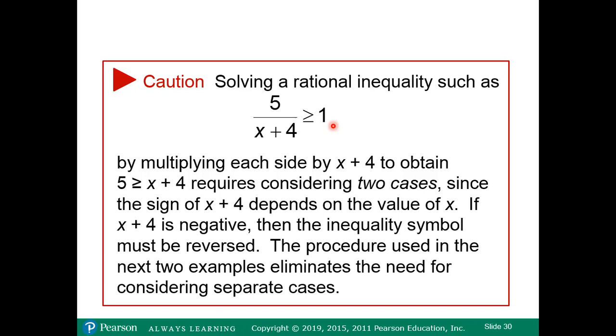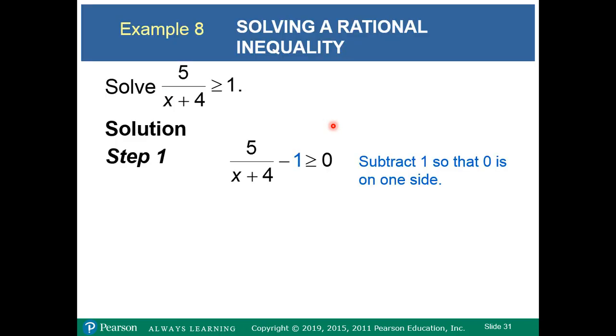So we're going to have to consider two cases. The procedure used in the next two examples eliminates the need for considering separate cases. So make sure that you do this. This will simplify things. So let's look at this. How would we solve this instead of having to deal with two cases? I mean, you could deal with two cases, but why deal with two cases if you don't have to?